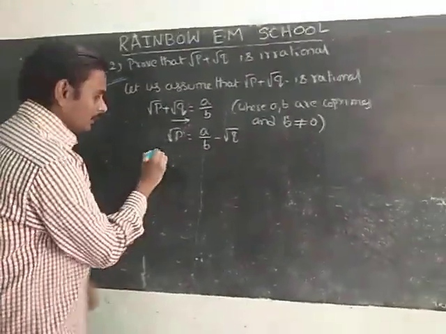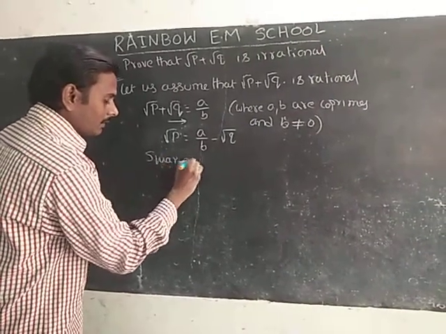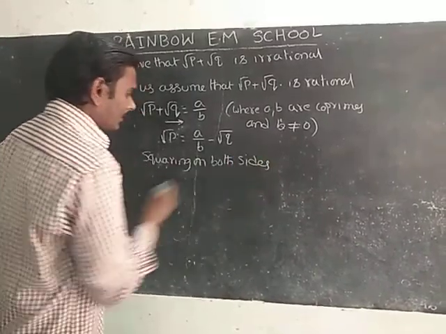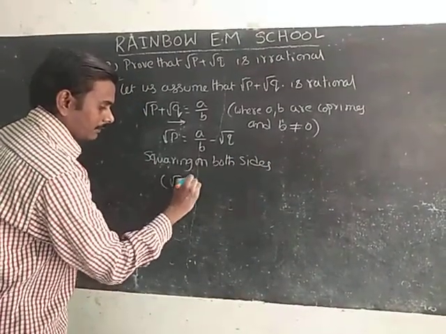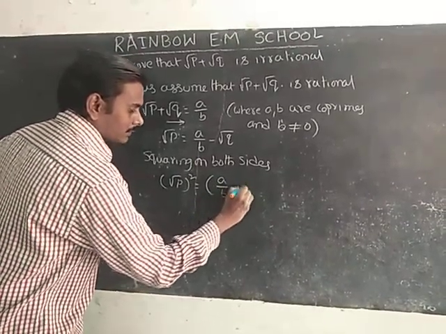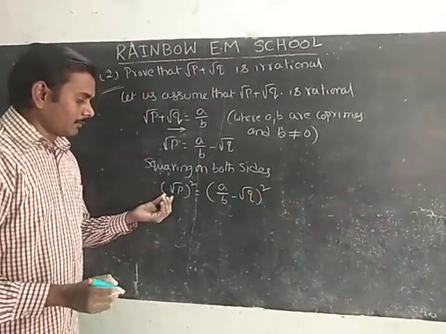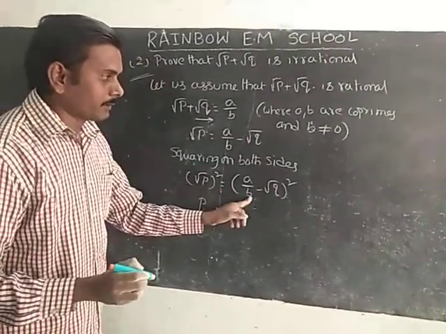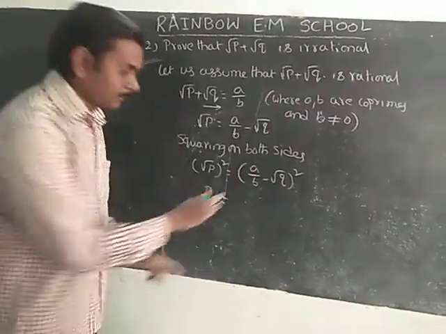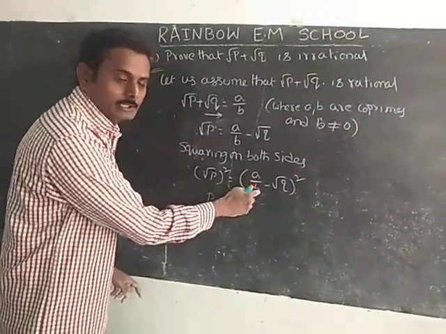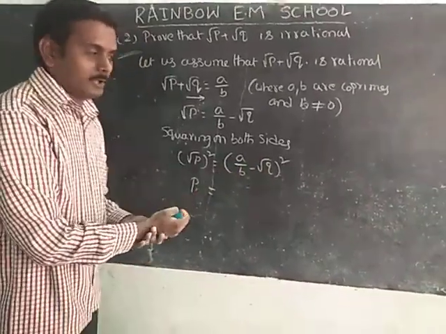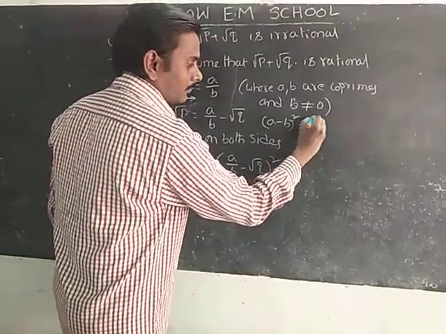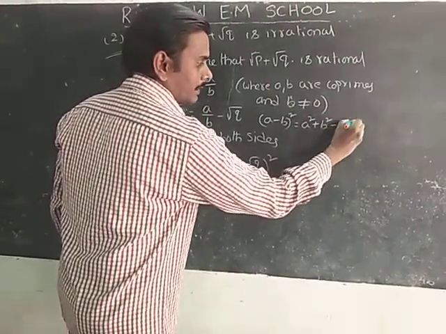Now squaring on both sides: root p whole square equals a by b minus root q whole square. Root p square means root p into root p, that is p only. The right side is in the form of the a minus b whole square formula, taking a by b as a and root q as b. The formula is a minus b whole square equals a square plus b square minus 2ab.